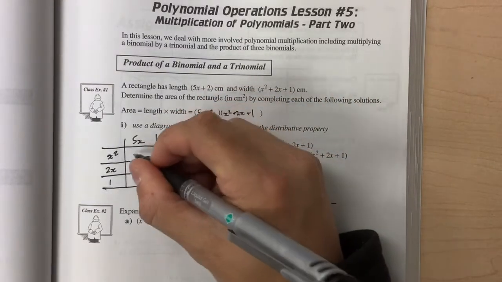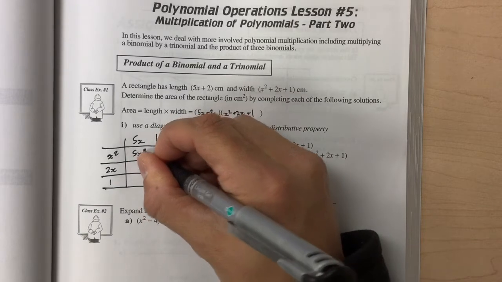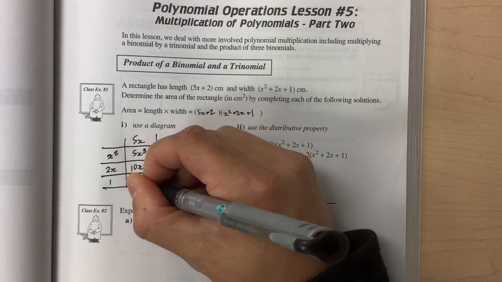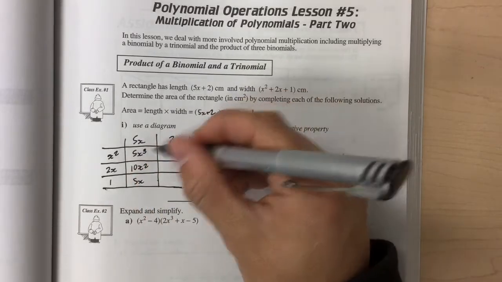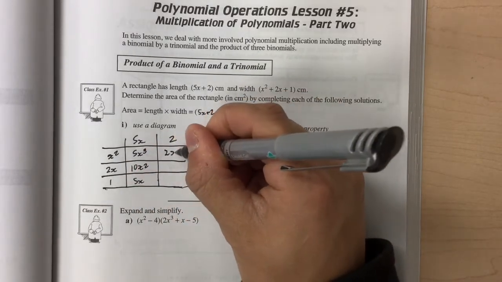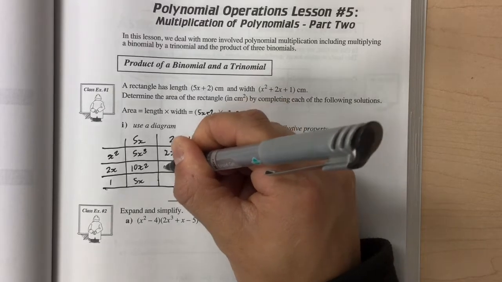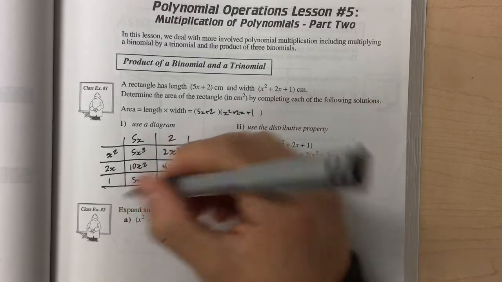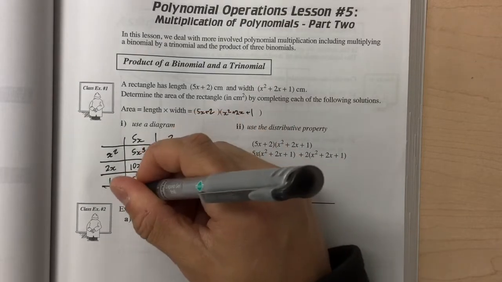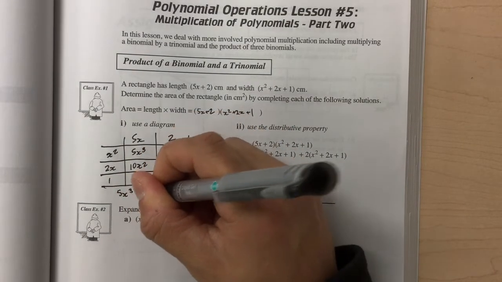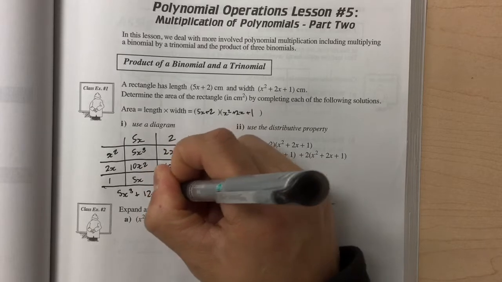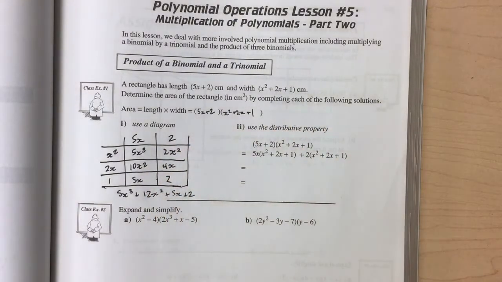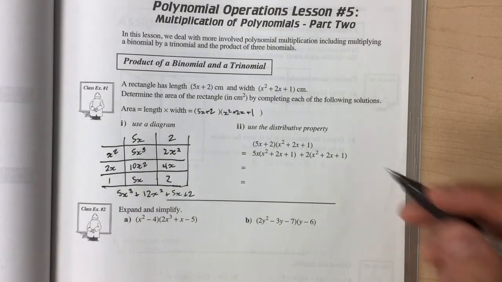So 5x times x squared would give us 5x cubed. 5x times 2x would give us 10x squared. 5x times 1 would just be 5x. And then we would have 2x squared, 4x, and 2. So if we simplify this, we would have 5x cubed plus 12x squared plus 9x plus 2. And so we got something with 4 terms.